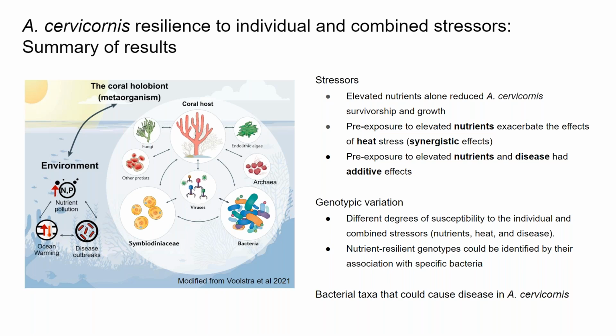So to summarize the results of these two experiments, we found that elevated nutrients alone is enough to reduce Acropora cervicornis survivorship and growth. And not only that, but pre-exposure to elevated nutrients also exacerbates the effect of heat stress, while pre-exposure to elevated nutrients only has additive effects when the corals are exposed to disease. We also found very strong variation in the susceptibility of different genotypes to the individual and combined stressors, and that includes nutrients, heat, disease, and the combination of these. And also we found evidence that nutrient-resilient genotypes could be identified by their association with a specific bacteria. Finally, from our last experiment, we found some bacterial taxa that could cause disease in Acropora cervicornis, although we need more testing for this.